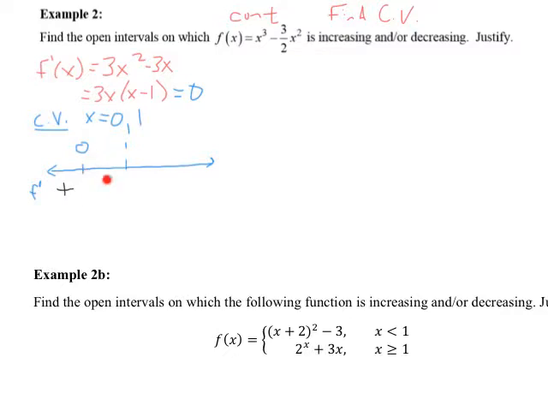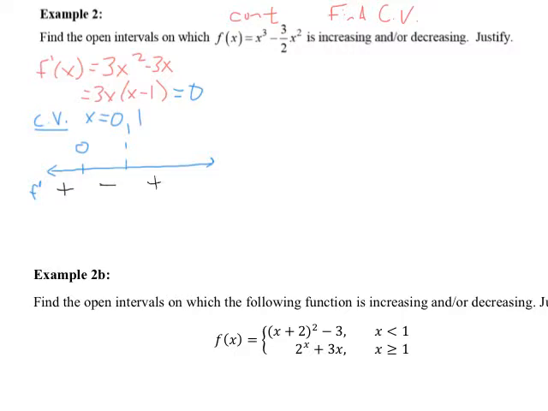Then we take a number between 0 and 1, like 1/2, and we get positive times a negative, so this is negative. And finally, we take a number greater than 1. So if we plug 2 in, we'll get 6 times 1, or positive times positive, and we get positive.